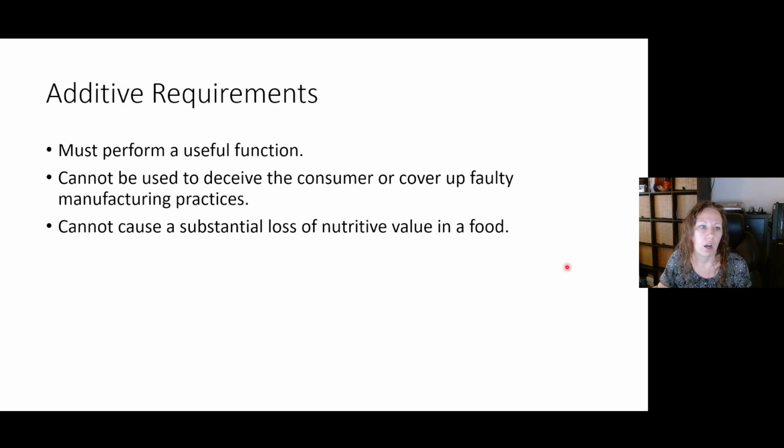The additive cannot cause a substantial loss of nutritive value in a food. So a good example would be from the last chapter that we covered with Olestra. The Olestra does cause a loss of nutritive value of vitamins A, D, E, and K. And so what they had to do to fix that is add more back in. And that is how they got around this. They increased the nutritive value to not cover up, but to make up for the loss of nutritive value. So there was not a net loss of nutritive value in that food using that additive.